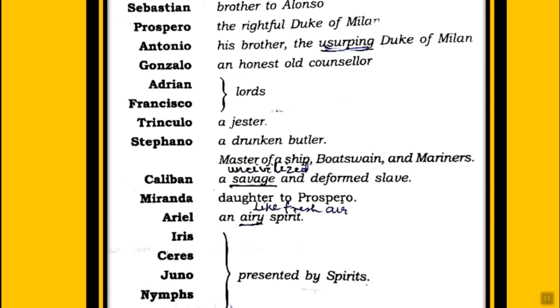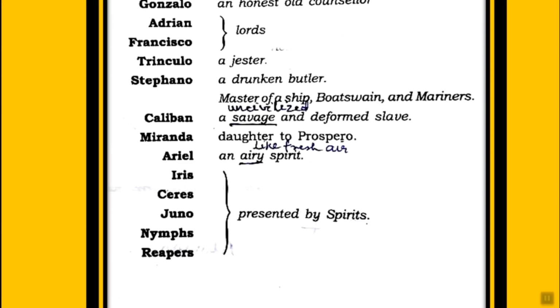Caliban, a savage and deformed slave. Savage means uncivilized. Miranda, the daughter of Prospero. Ariel, an airy spirit. Apart from that, there is Iris, Ceres, Juno, nymphs, and reapers. They are all different spirits.